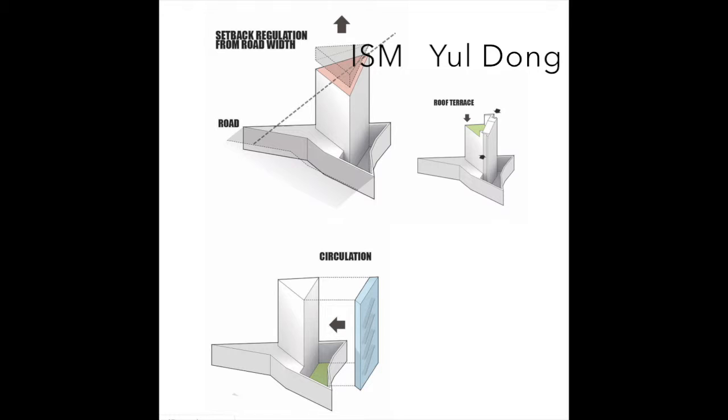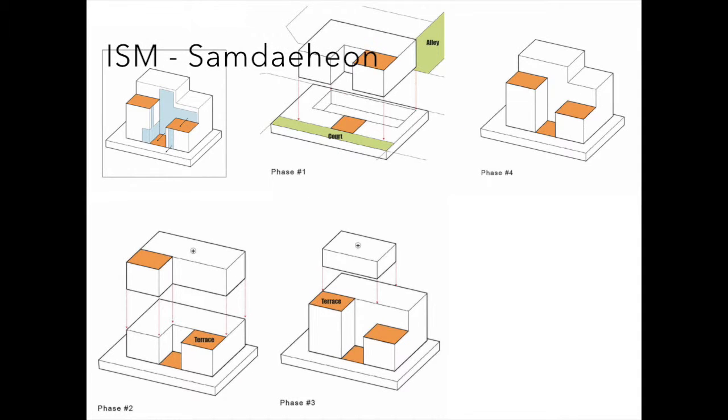For ISM and their Yuldong project, one facade contains the staircase and leads to the roof terrace. So the circulation area is simple and clear. And in order to avoid closeness to the road, the setback regulation from the road width is used. For Samdaehong, the whole building is modified, opened and closed in order to create private and more public spaces.